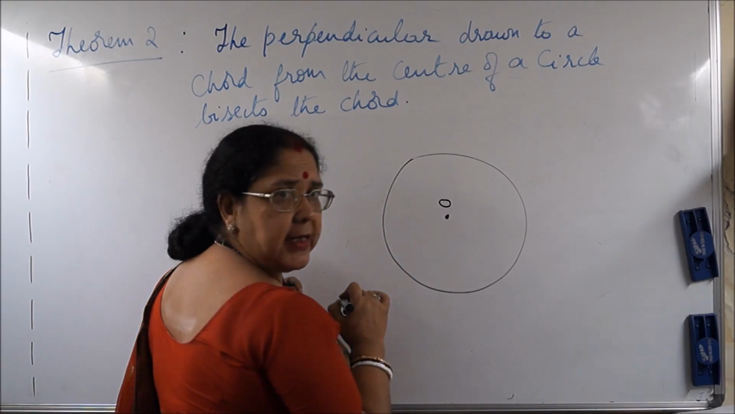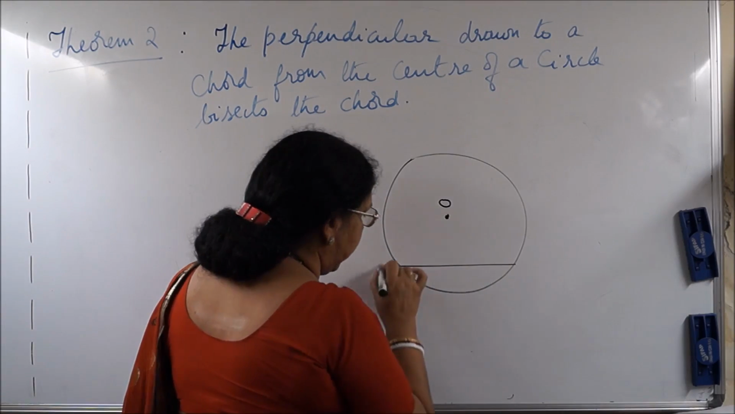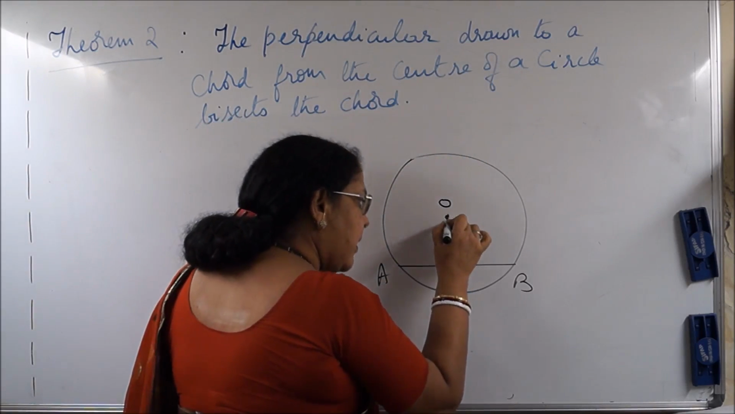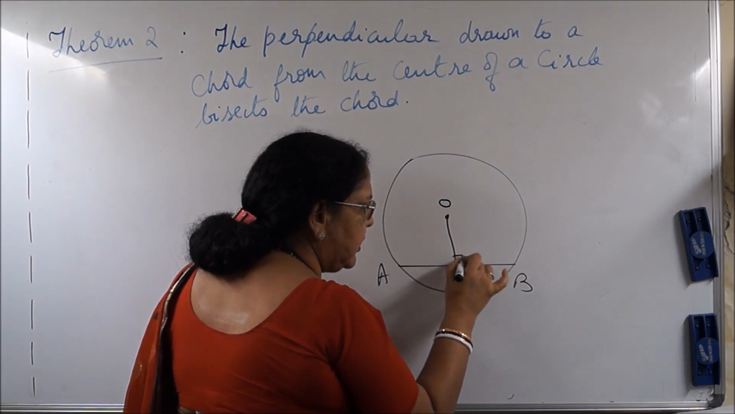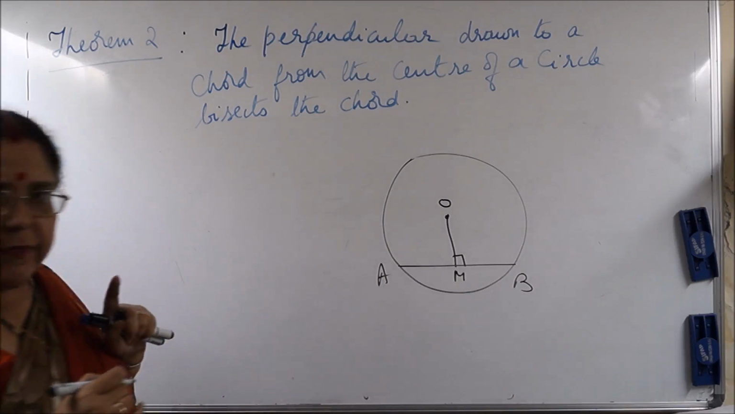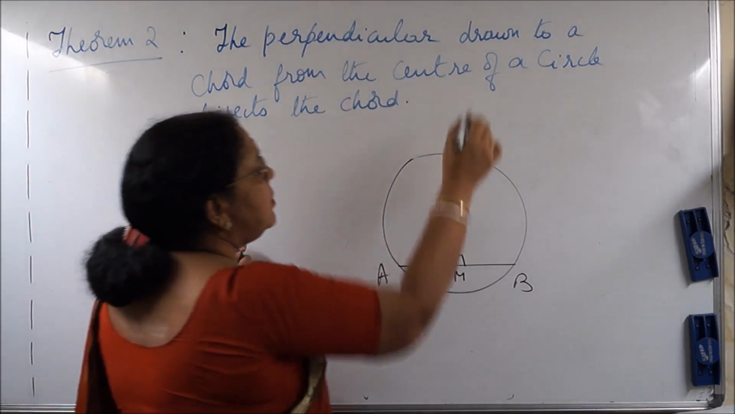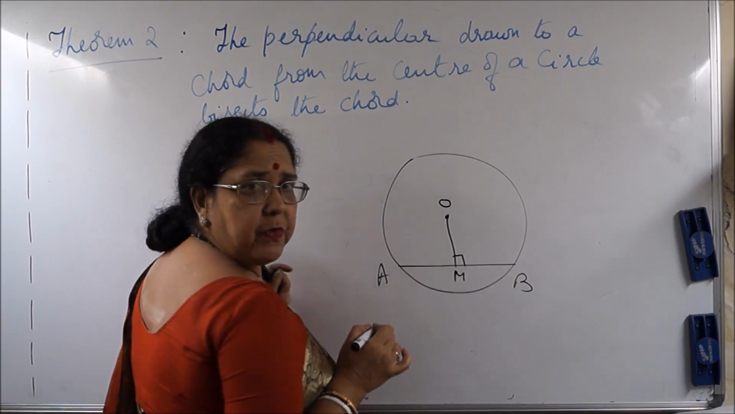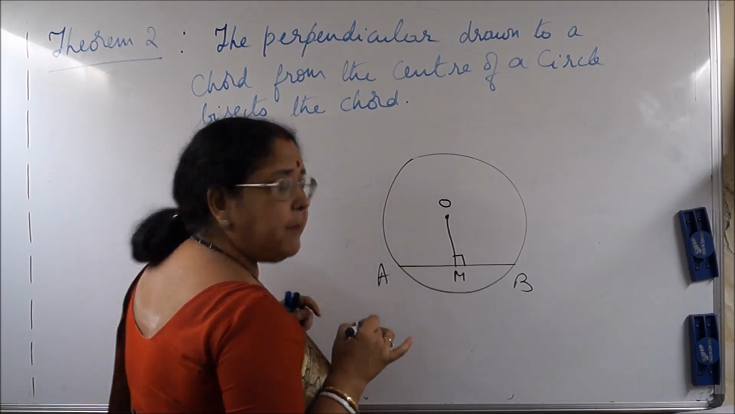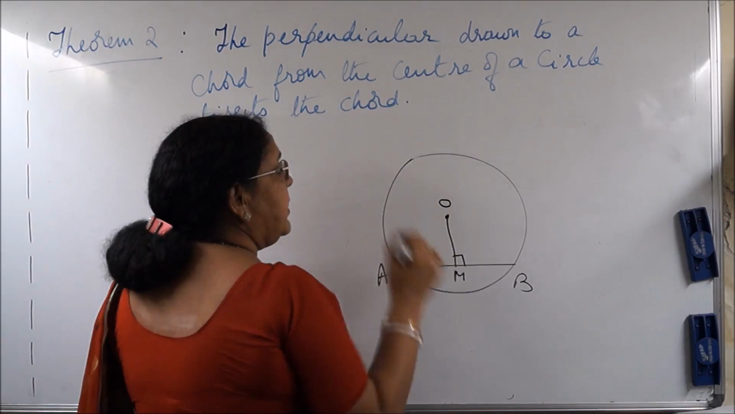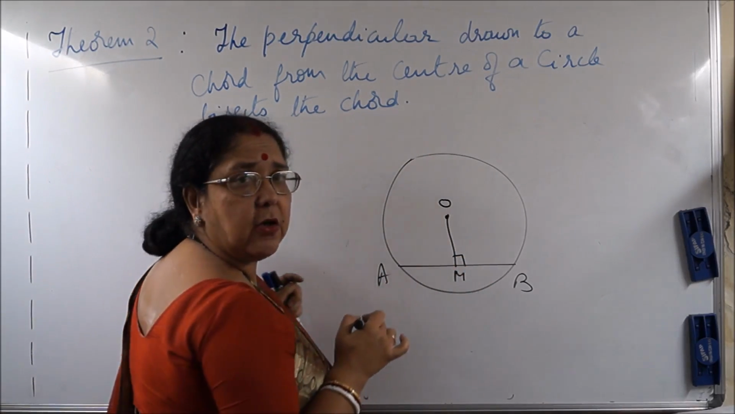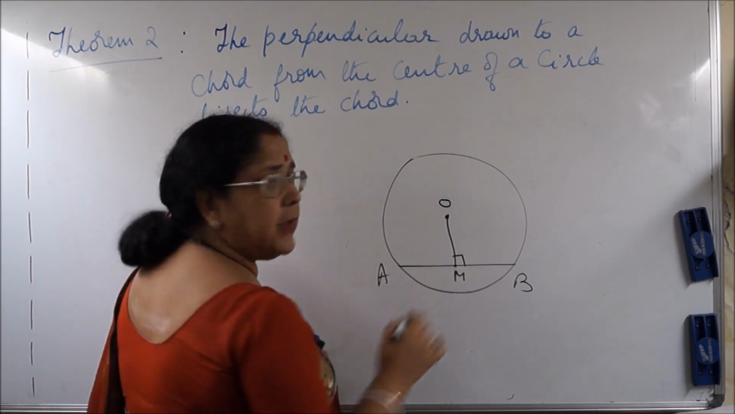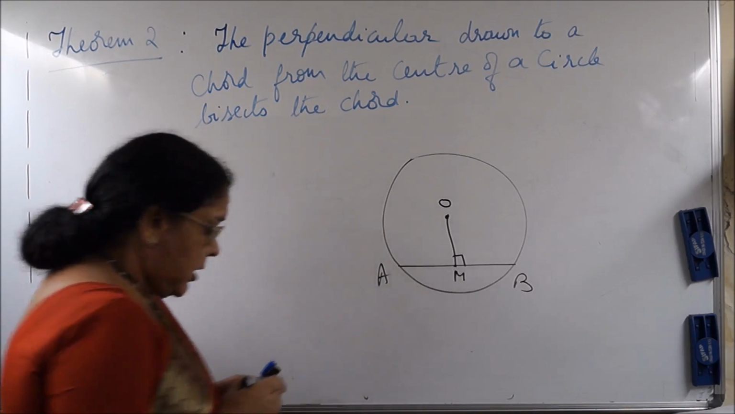A circle with center O, a chord AB, the perpendicular drawn. So that means a perpendicular is dropped on the chord AB from the center of the circle. This perpendicular is drawn to a chord. Now we are proving that it will bisect the chord, or in other words we will prove that M is the midpoint of the chord AB. So are you getting my point?